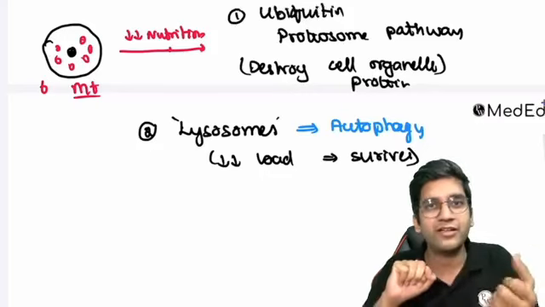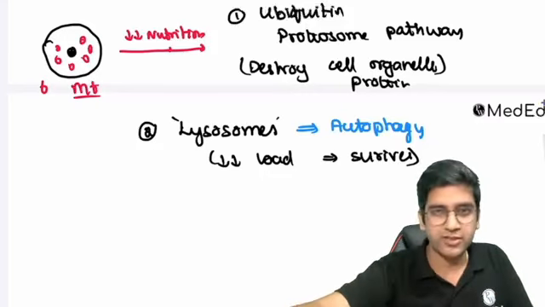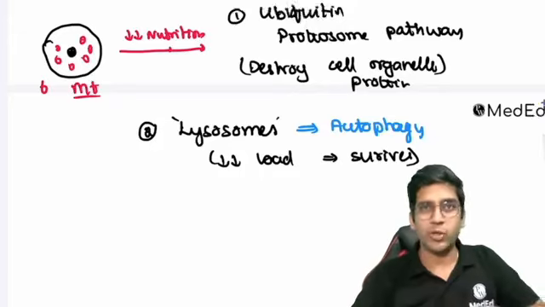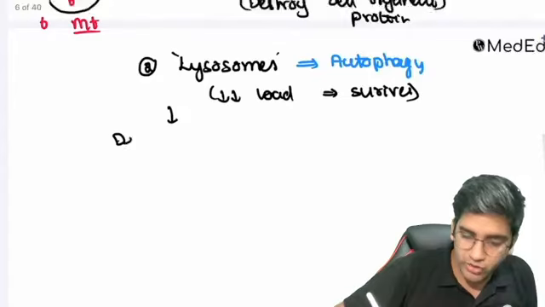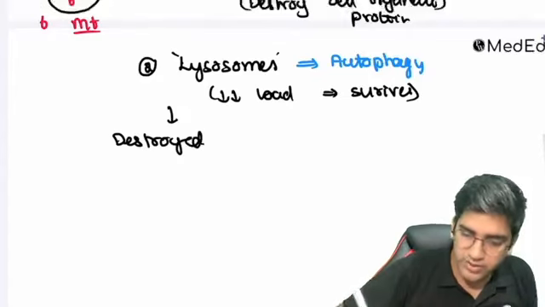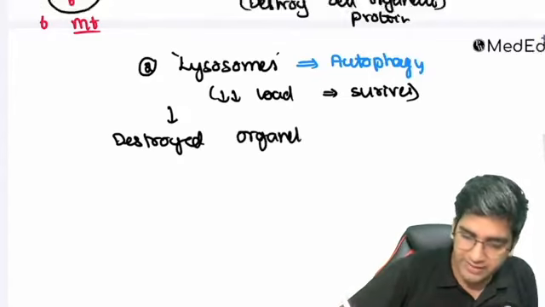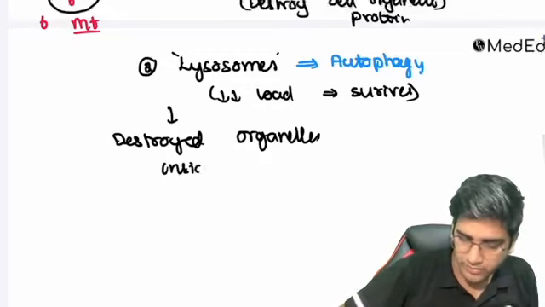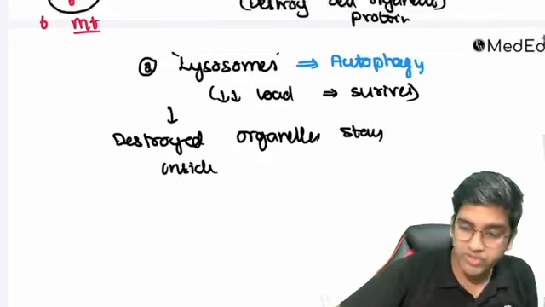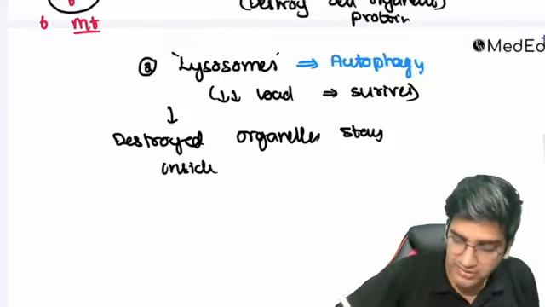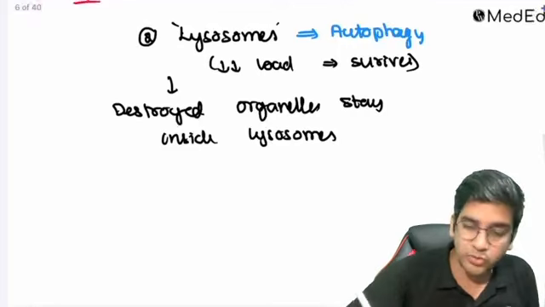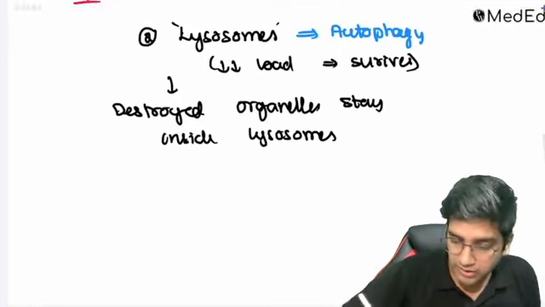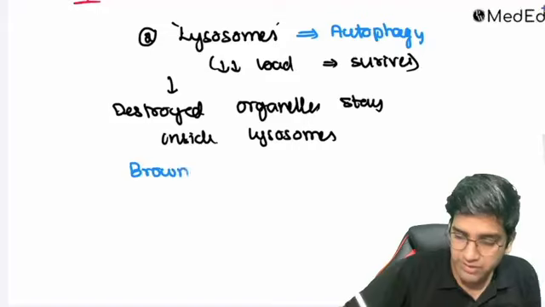Any dirt in my life, what color is it? Most dirt has only one color, black to brownish, right? When the organelles are destroyed, the destroyed organelles stay back inside the lysosome, because I cannot throw them away since the cell is still intact. They give a brown to black color, and this brown pigment seen in the lysosome I give the term lipofuscin.